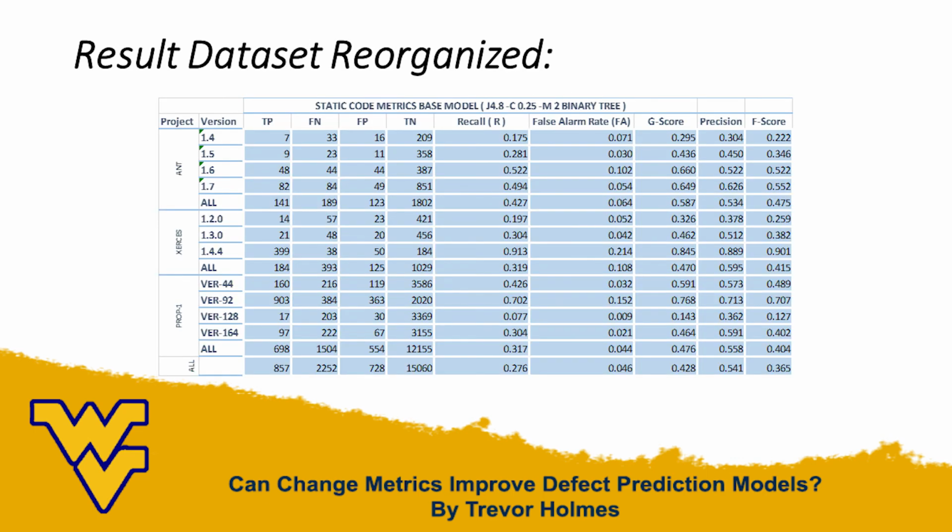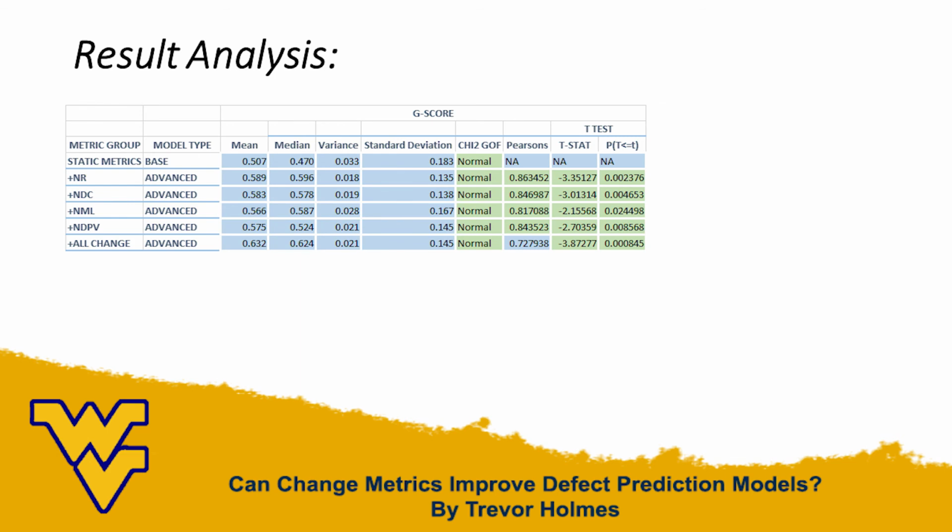So as you can see in slide 20, that's kind of how we reorganized the data. We broke it up so that this was all the static code metric data set, and there's 15 G-score entries, basically. And then we did it for each of the change metrics and then for all of the change metrics. So here's the results of our statistical analysis.